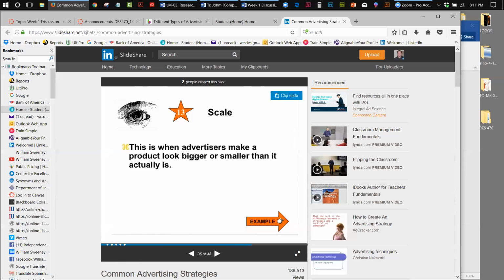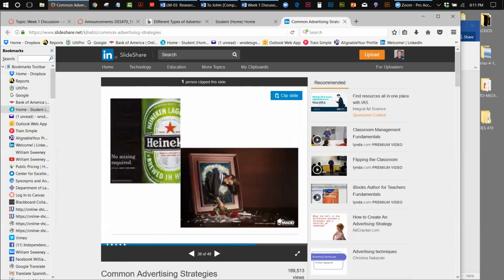Here, let's see what kind of examples they can show us. All right, so yeah, this is kind of what I'm talking about. This is kind of what I'm talking about too. But again, I've seen much better examples than this.